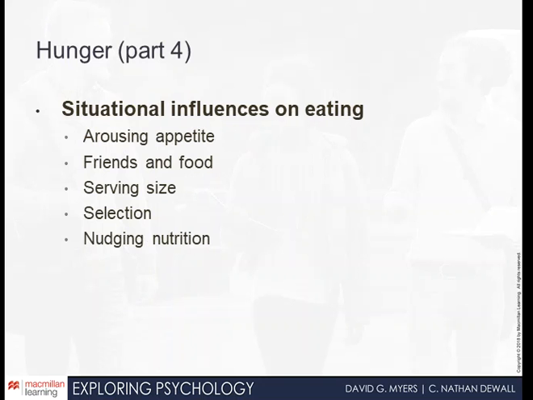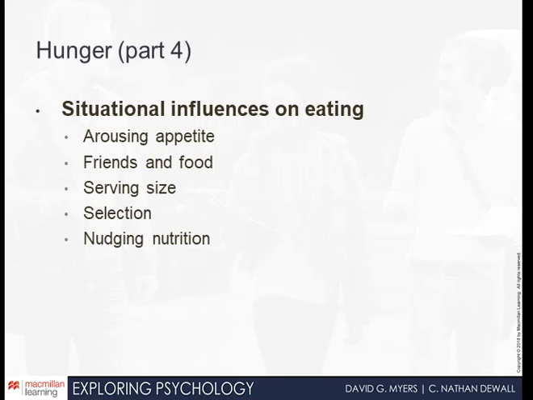Now, there are a lot of social influences on our eating. There are things that can cause our appetite to be more stoked or aroused. We have friends and food, for example. The presence of others influences us to eat more. When others are around, we typically eat more. The presence of people tends to amplify our natural eating behavior.